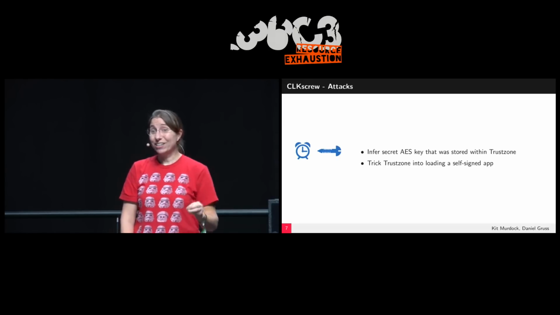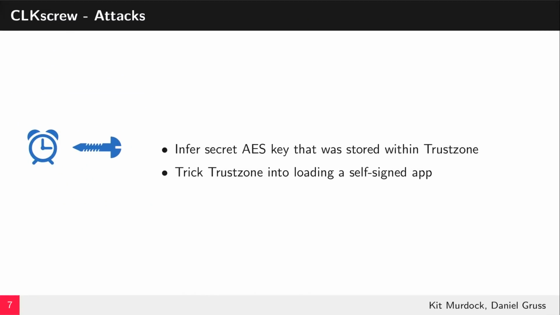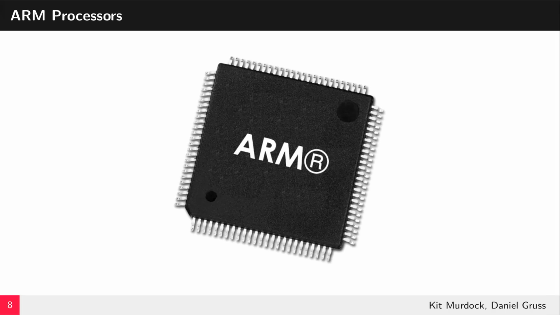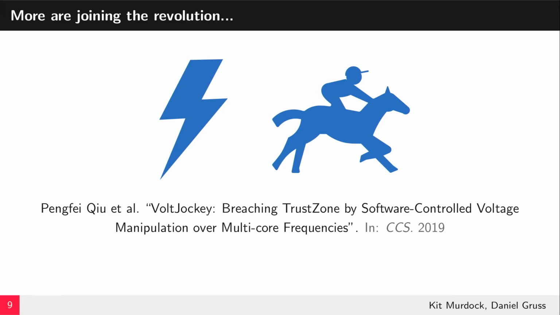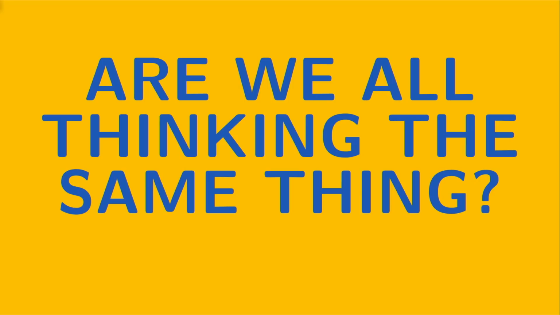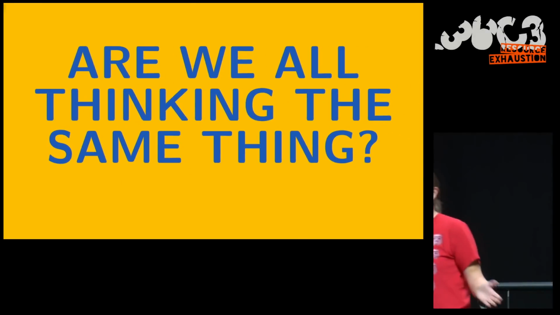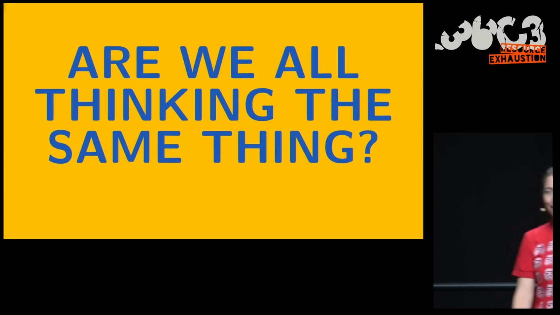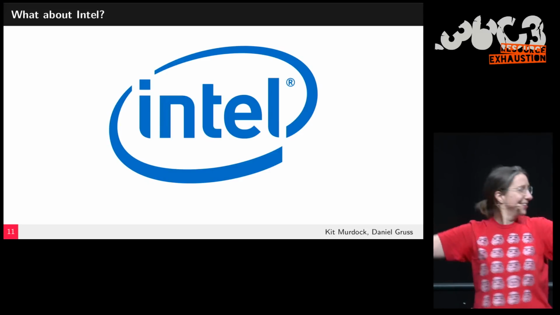They were able to trick TrustZone into loading a self-signed app. You should not be able to do that. And that made this ARM attack really interesting. This year, another attack came out called Volt Jockey. And this also attacked ARM chips, but instead of looking at frequency on ARM chips, they were looking at voltage on ARM chips. We're thinking, what about Intel?